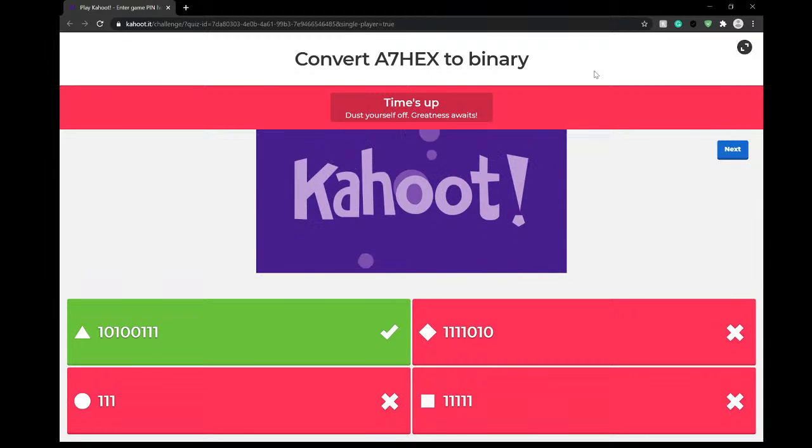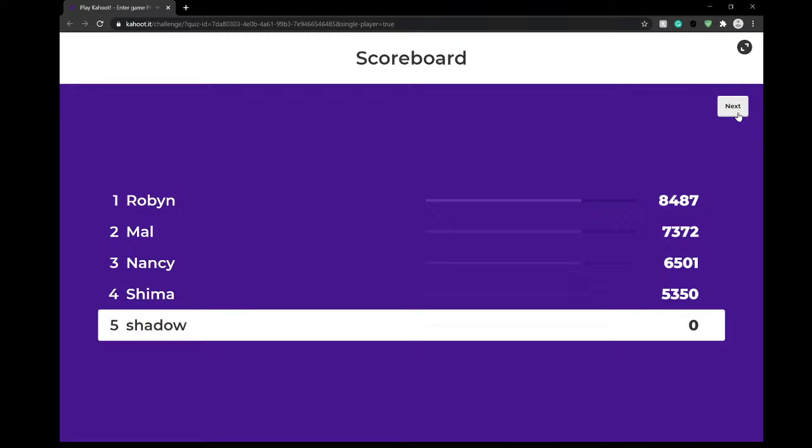So that would be 1 0 1 0, and we do the same thing for 7, but we're going to start with the 8 again. So 0 and then 7, so that's 4 plus 2 is 6, plus 1 is 7, so 0 1 1 1. So conversion of A7 hex would be 1 0 1 0 0 1 1 1, which is what we see with A over here. I hope that was relatively clear because it took me a while to understand it as well.